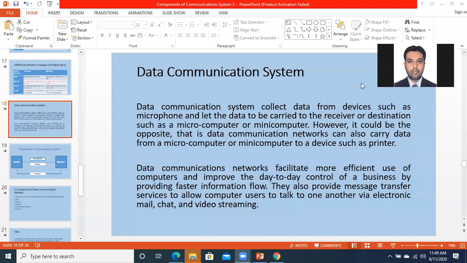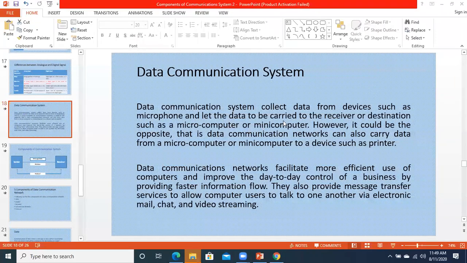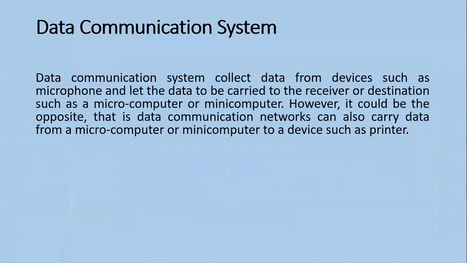In the same way, when we are saying data communication, the data communication system is a complete system. What does it show? It means that a data communication system collects data from devices such as a microphone and lets the data be carried from the source to the destination. Whenever data is transmitted, there is some source and some particular destination to which the data is being transmitted. So keep in mind that whenever we are transmitting data, information is being transmitted from one device to another device, making a complete communication system.